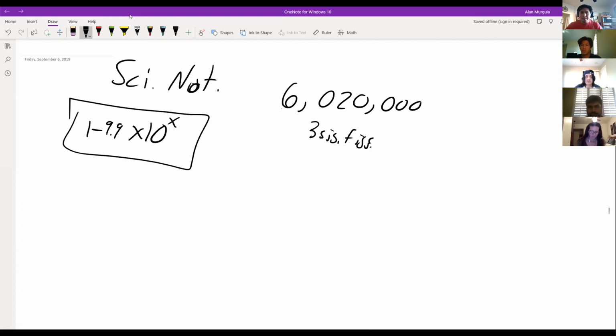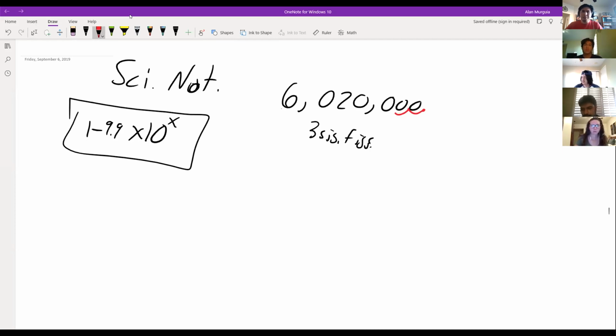So what do I need to do in order to convert this into scientific notation, first of all? Count the number of spaces from the decimal until you get to one figure in front of the decimal. Yes, so we count the number of spaces from where a decimal would be. Exactly. So let's start where a decimal would be and count our spaces toward this number until we get a number between 1 and 9.9.